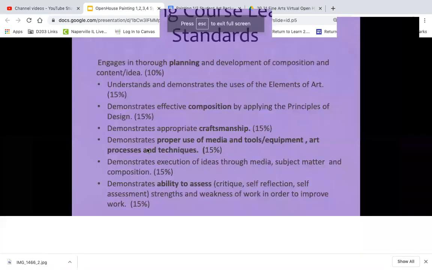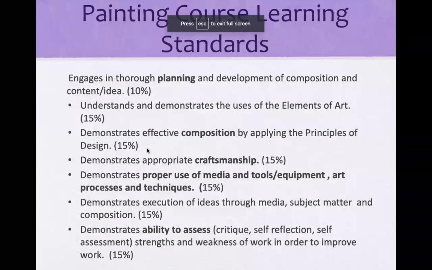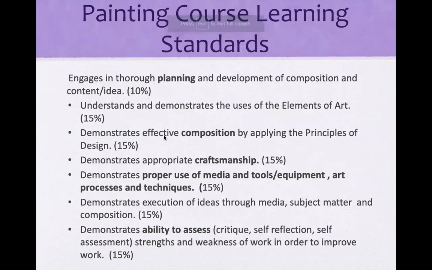So the next thing is how students are going to be assessed. Most of their work is going to have different elements to it. There's things like color and line. That's all going to be about 15% of their grade. And then how they organize their composition. How do I arrange my space?